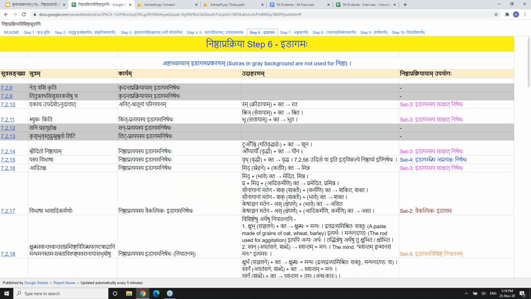The next one in set number 3, Shvidito Nishtayam. Again, Shvi iti dhatuhu. In the previous case, it was Shri, not to be confused. Here it is Shvi dhatu.